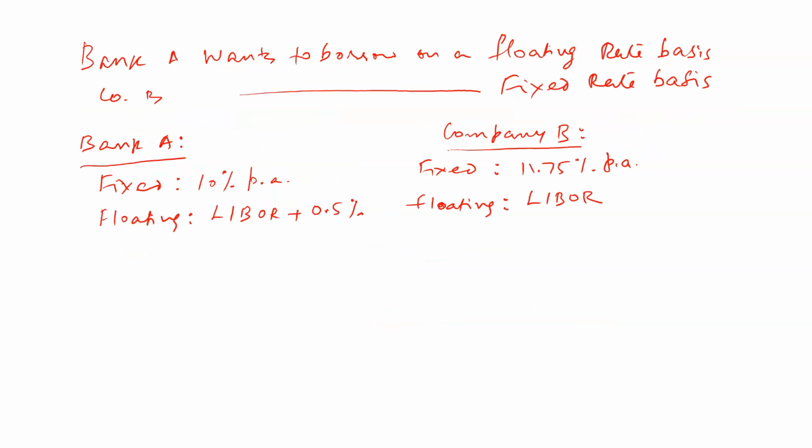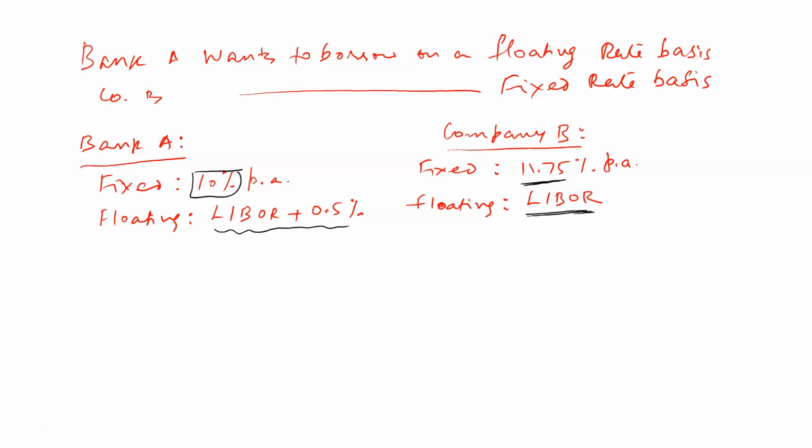So 10% is the rate they will have to pay on a fixed rate basis. Whereas Company B, if it wants to borrow on a fixed rate basis, will have to pay 11.75%, which means that in the fixed rate market, Bank A is better at borrowing because it can borrow at a comparatively lower rate of 10%. Likewise, if you look at the floating rate market comparisons, you will see that Company B can borrow at a cheaper rate of LIBOR as compared to Bank A, which would have to pay half a percentage point extra.